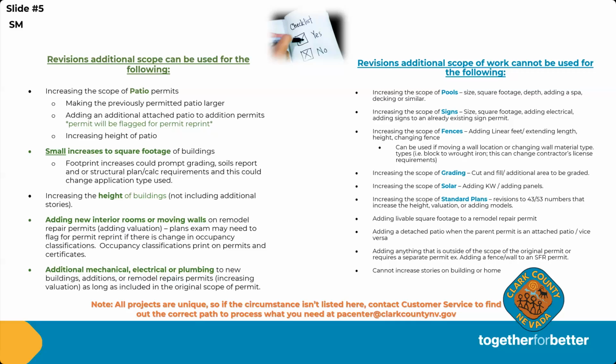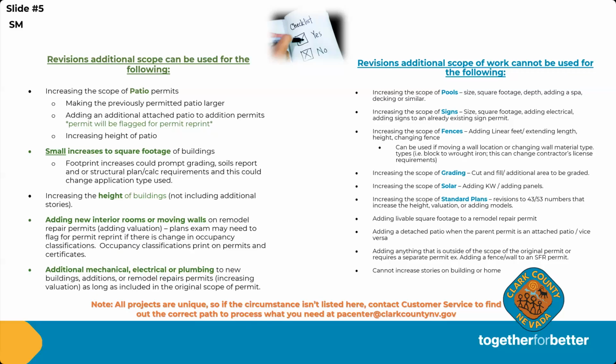It can also include small increases to the square footage of a building. Maybe you have a single family residence and after you got the permit pulled, the owner decides that they just want their master bedroom to be a little larger. So you're going to add 300 square foot onto the home. In that case, we can do a revision additional scope of work.